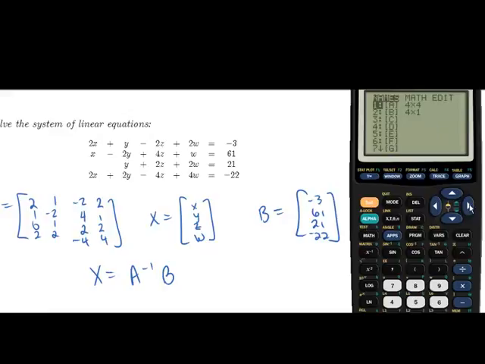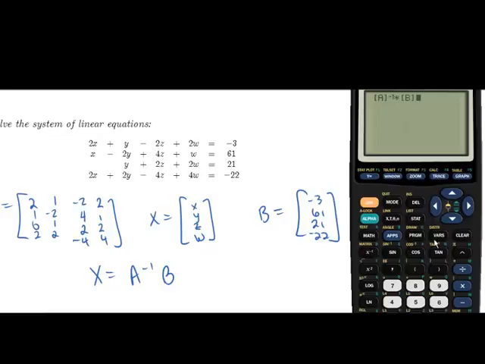If we go back and then go to matrix B, then we know that this is a 4x1. We got 4 rows, 1 column, and our elements are -3, 61, 21, and -22. And then our final step, if we quit out of this, is we are going to go back to matrix. We're going to grab A. We're going to hit that inverse button. We're going to hit times, and then we go back to matrix, and we're going to grab B.